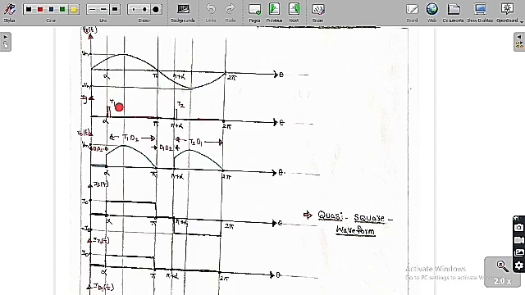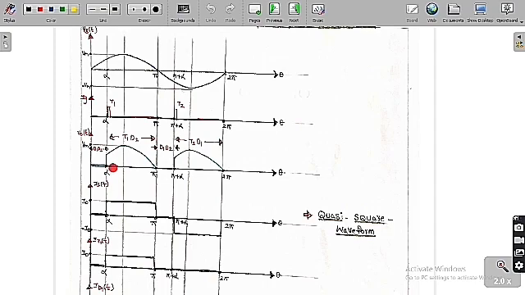Then the thyristor T1 we are going to trigger at alpha, whereas thyristor T2 we are going to trigger at pi plus alpha, because T1 is going to conduct only in the positive cycle of the supply voltage, whereas T2 can be triggered only in the negative cycle of the supply voltage. That is why we trigger T1 at alpha and T2 at pi plus alpha.